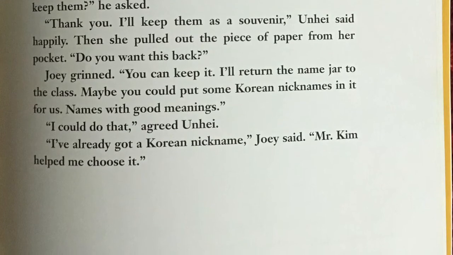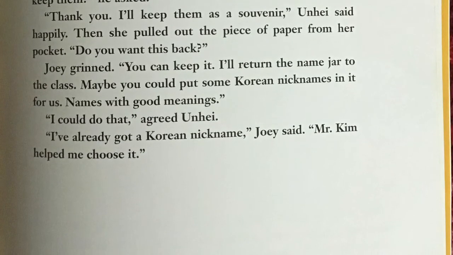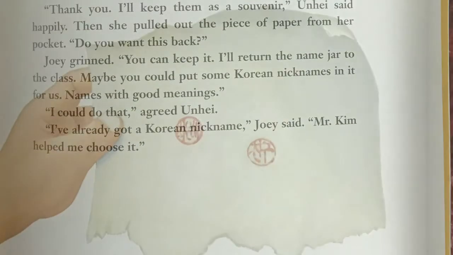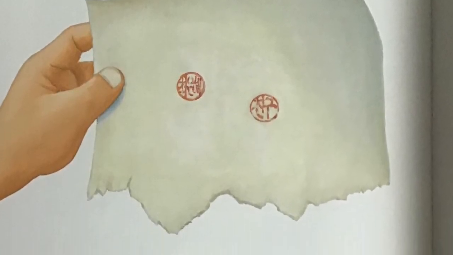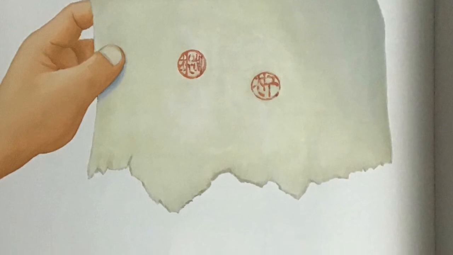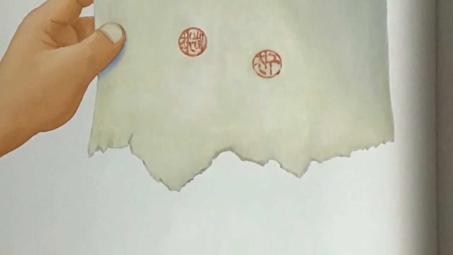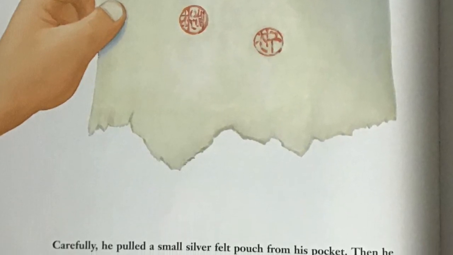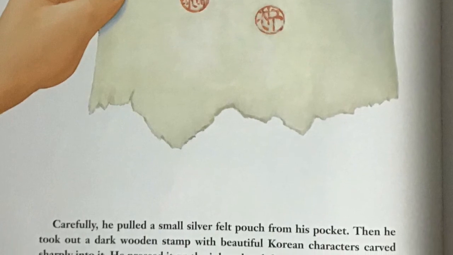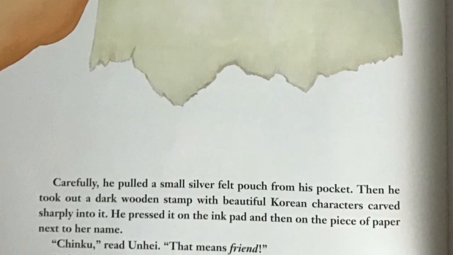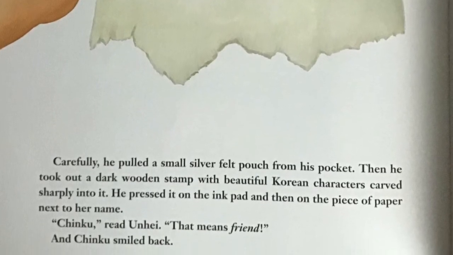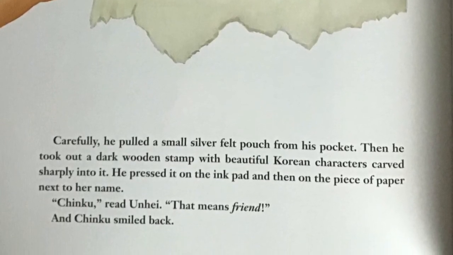"I've already got a Korean nickname," Joey said. "Mr. Kim helped me choose it." Carefully, he pulled a small silver felt pouch from his pocket. Then he took out a dark wooden stamp with beautiful Korean letters carved sharply into it. He pressed it onto the ink pad and then onto a piece of paper next to her name. "Chinku," read Yunhei. "That means friend." And Chinku smiled back.